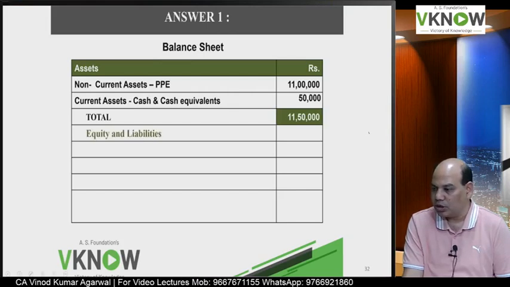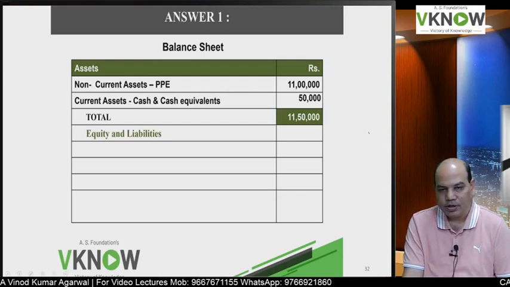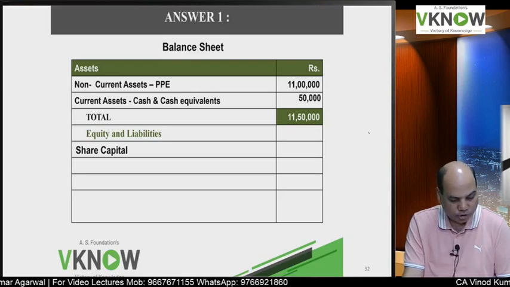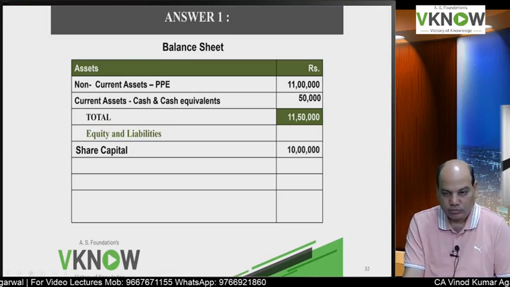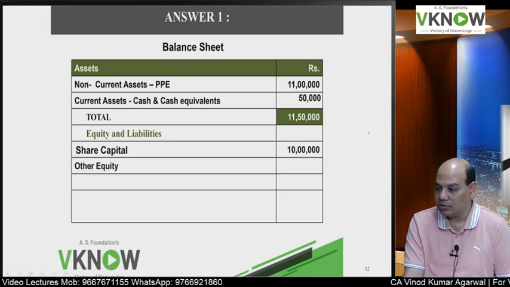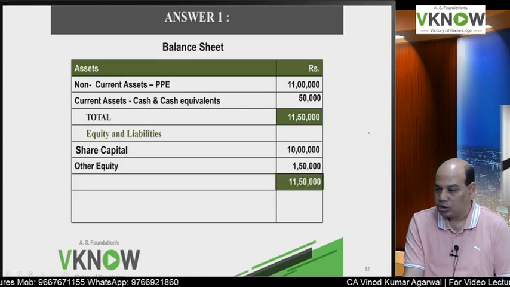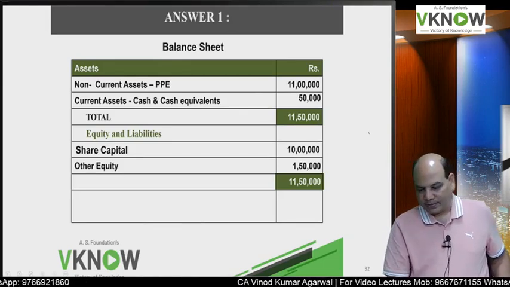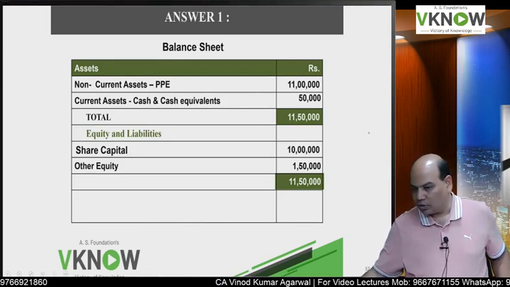Now write down equity and liabilities. Equity and liabilities will have two items. One, share capital 10 lakh, and other equity will be 1,50,000. Total 11,50,000. So can you see the balance sheet format is also different under Ind AS? Is it right? Balance sheet format is also different.